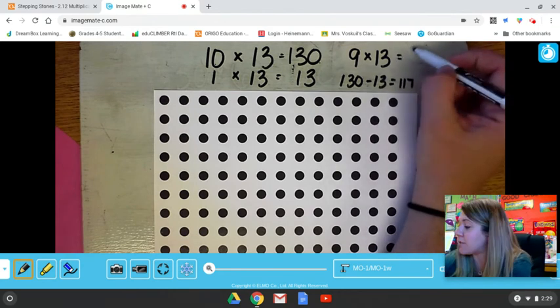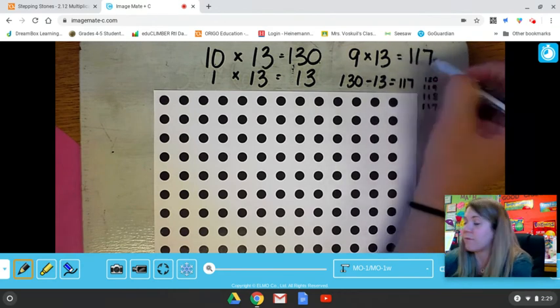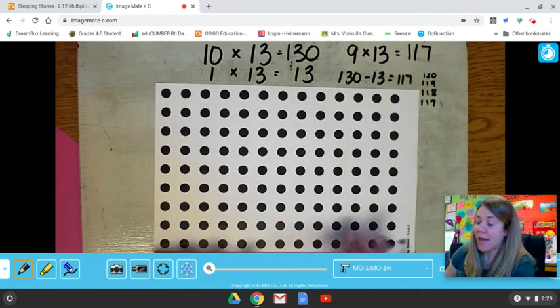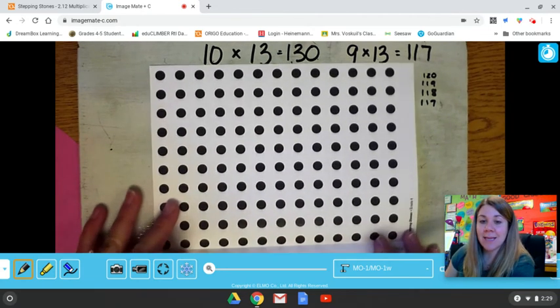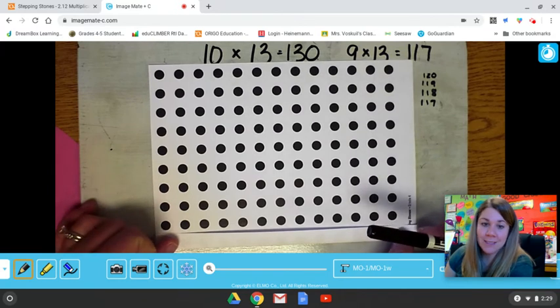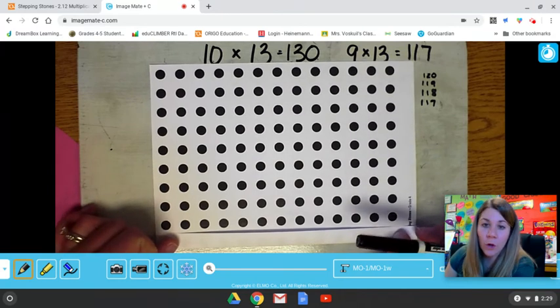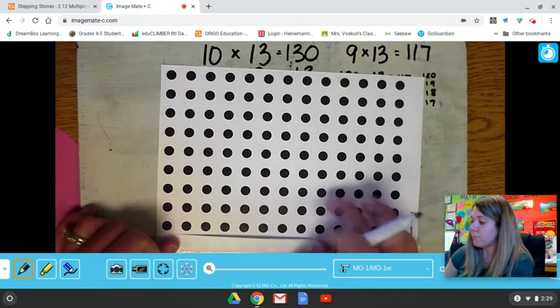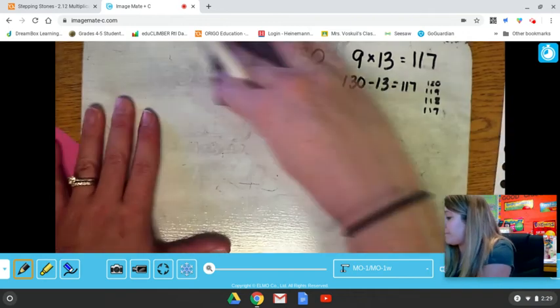So I know 9 times 13 is 117. I used my tens fact to help me with my nines fact by covering up one of those rows. Let's do it again.